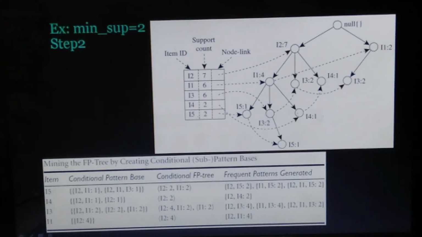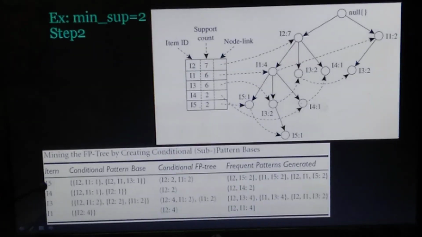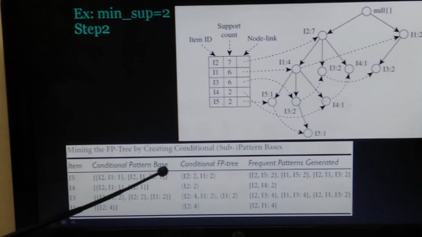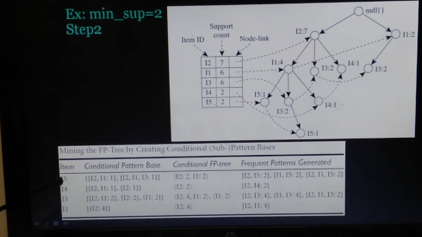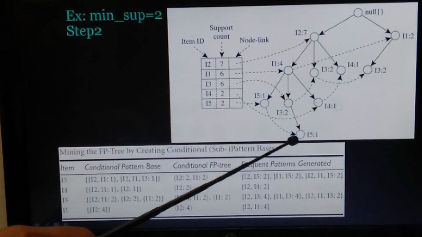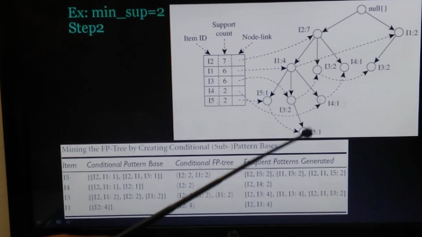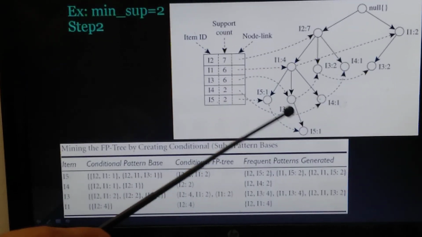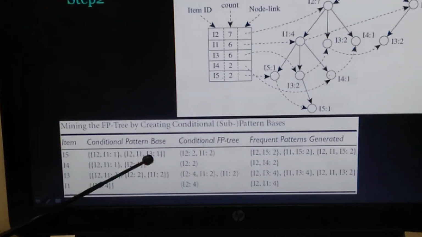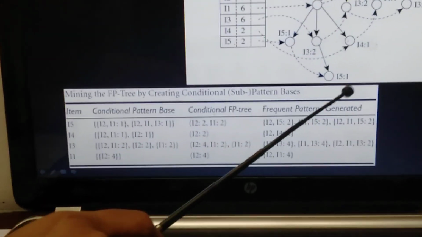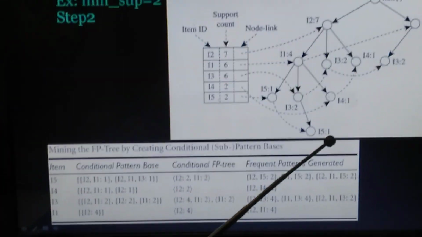Now let's look at what's happening over here. Let's look at I5. The first is the item set. From that, we are creating the pattern base, the conditional pattern base. It's very simple. I5 ends over here. So one of the patterns that we have got is I2, I1, I3. And that is what is being shown over here. I2, I1, I3, and its support is 1 because the last support is 1. So through this pattern we can reach I5 and the support is 1.